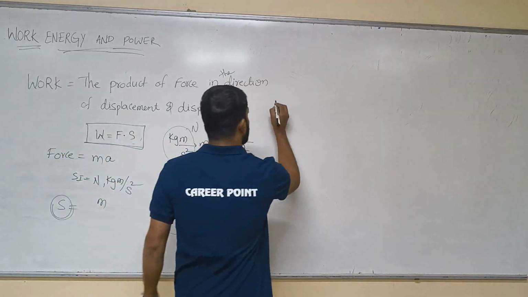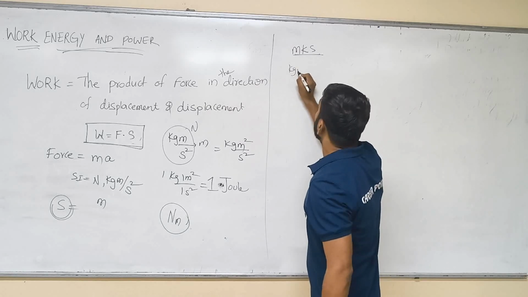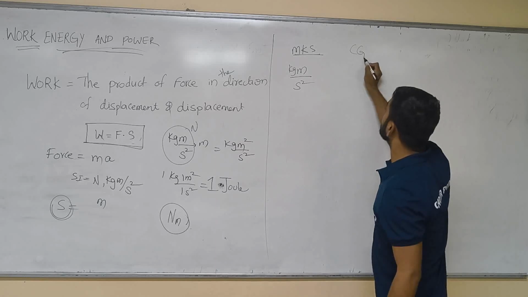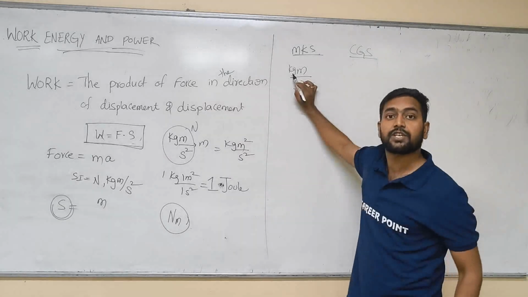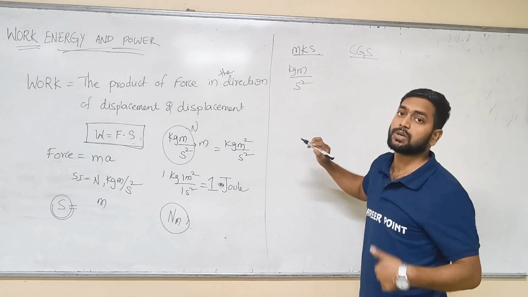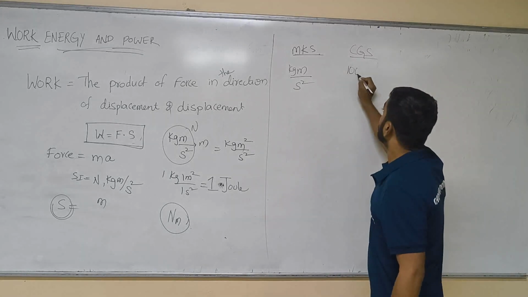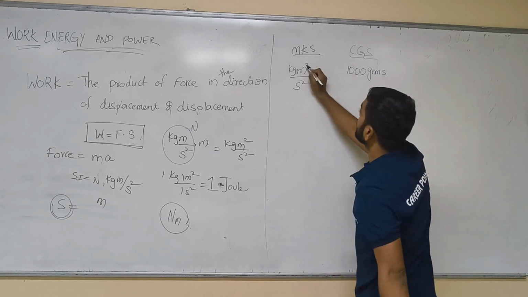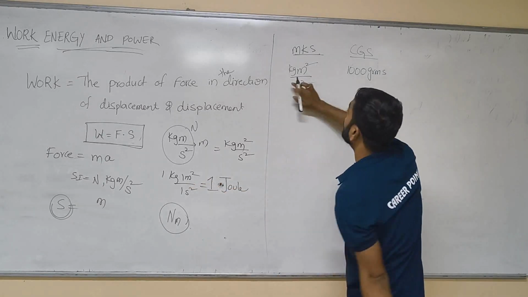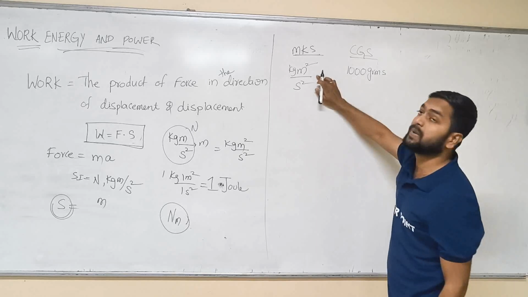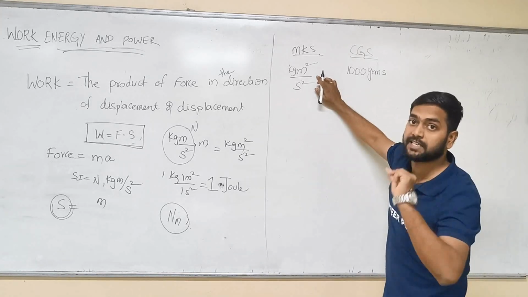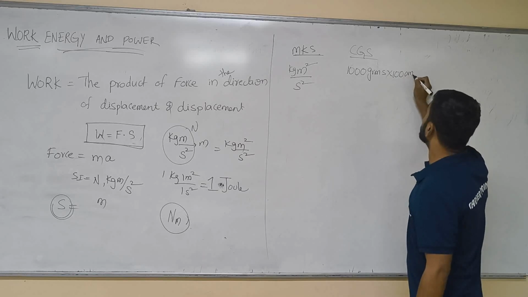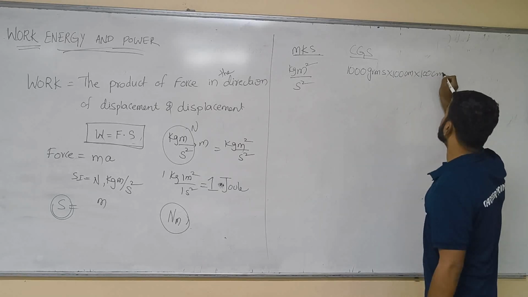Here we have kg meter per second square. This is MKS, and we need to convert this into CGS. 1 kg is equal to how many grams? That is equal to 1000 grams. And we have to write meter square. So 1 meter is equal to how many centimeters? That is 100 centimeters, so we write 100 centimeter into 100 centimeter.